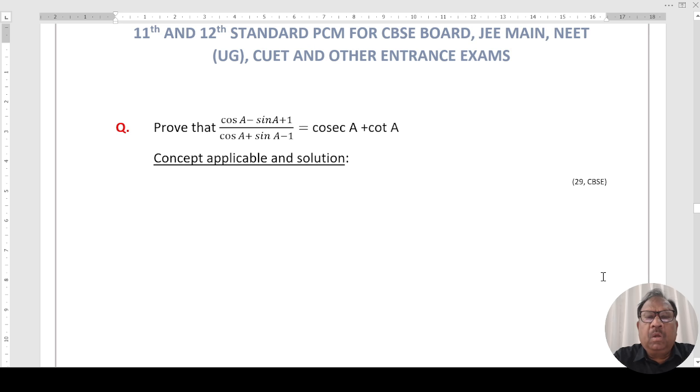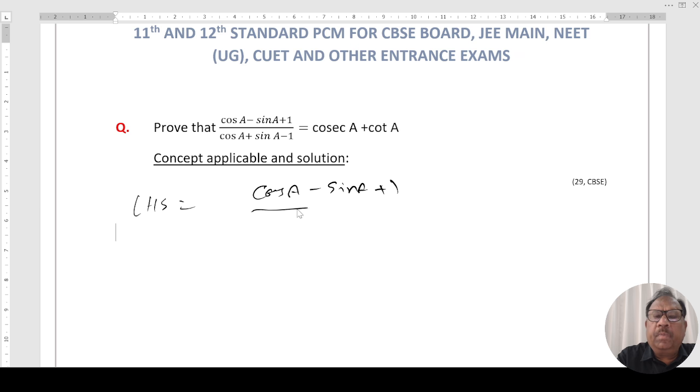Question is, prove that (cos a minus sin a plus 1) upon (cos a plus sin a minus 1) equals cosec a plus cot a. We pick up the left hand side: cos a minus sin a plus 1 upon cos a plus sin a minus 1. In the right hand side, we have to prove cosec a plus cot a. Now we'll try to make the terms in the numerator and denominator into cosec a and cot a. If we divide by sin a, we get cot a and cosec a.